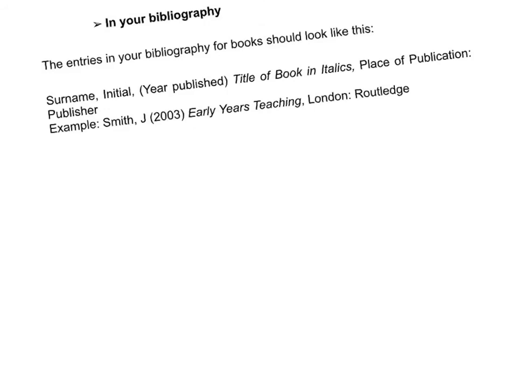When you want to say what book you've read in your bibliography, again, there are some really clear and explicit rules around how you do that. You start with the surname, comma, then the initial of the author, then in brackets the year. If it's the title of a book, you put the title in italics, comma, then no more italics, you put the place of publication, then a colon, and then the publisher. So these are the rules for the bibliography when you want to show us what books you've read in your bibliography.